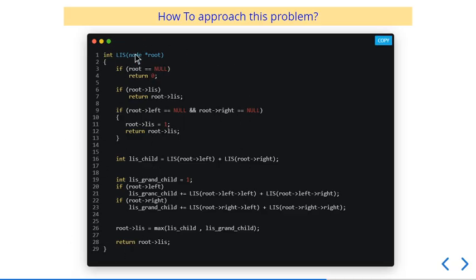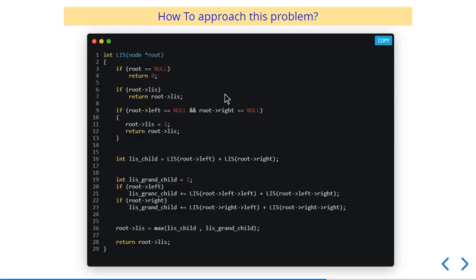We are given a root node at the initial level. If the root node is null, then we'll return 0, because there is no child or grandchild for this and it is already null. So we'll return 0. And what is this root.lis? It is a field that stores the LIS computed till now for the root. The components of this tree node are left, right, data, which is the value at that particular node, and the LIS.